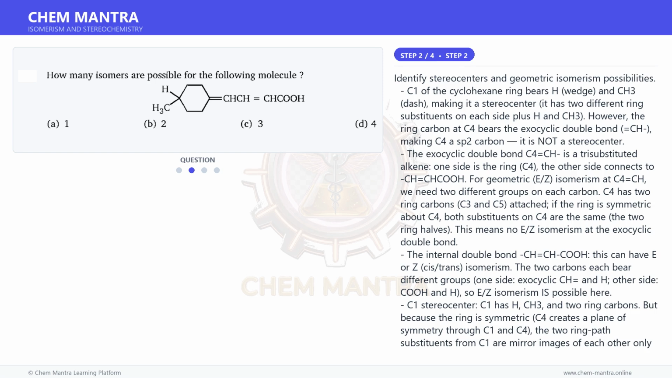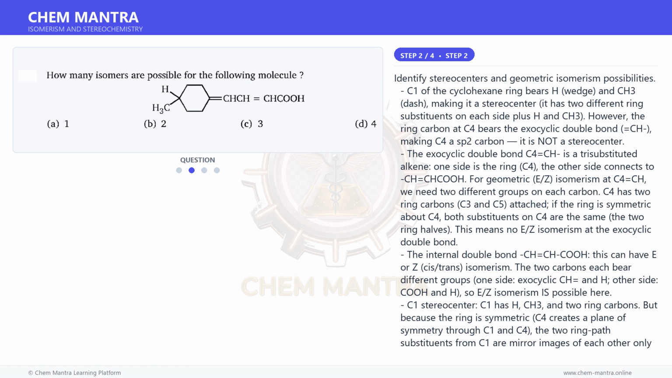Identify stereocenters and geometric isomerism possibilities. C1 of the cyclohexane ring bears H on a wedge and CH3 on a dash, making it a stereocenter. It has two different ring substituents on each side plus H and CH3. However, the ring carbon at C4 bears the exocyclic double bond C4=CH, making C4 an sp2 carbon. It is not a stereocenter.